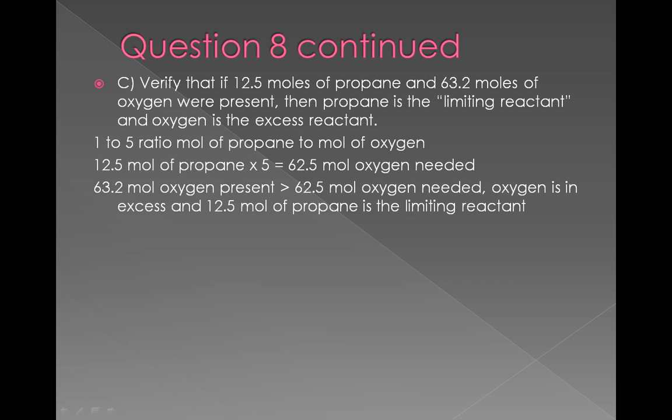Part C asks you to verify that if 12.5 moles of propane and 63.2 moles of oxygen were present, propane is the limiting reactant and oxygen is the excess reactant. To figure this out, you have to again look at the mole-to-mole ratio, and there's a 1:5 ratio of moles of propane to moles of oxygen. What you do now is multiply the 12.5 moles of propane times 5, and that gives you 62.5 moles of oxygen needed. Then you compare. There's 63.2 moles of oxygen present, and since that's greater than the 62.5 moles of oxygen needed, the oxygen is in excess and the 12.5 moles of propane is the limiting reactant.